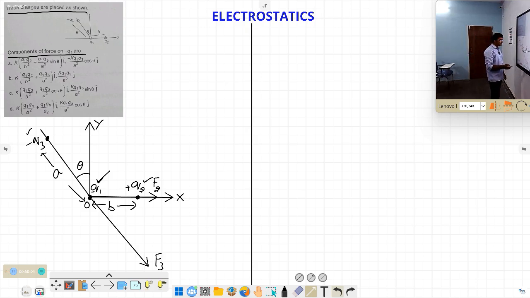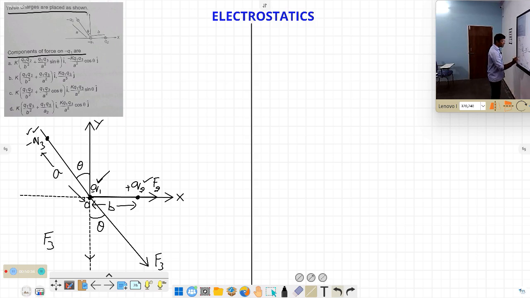If you observe this geometrically, this is the coordinate system I am choosing here. This is the y-axis, and this is the x-axis like this. With respect to Q3, it makes an angle theta with respect to vertical. So according to geometry, I can take this angle also theta. So F3 is the force. I can resolve the force into components. If you resolve the force into components, what are you going to get?